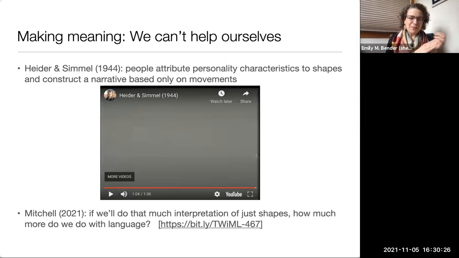My colleague, Dr. Meg Mitchell, in this podcast episode that she and I did with This Week in Machine Learning, the link is there, brought up this example. And she said, if we'll do that much interpretation of just shapes moving around, how much more do we do when the synthetic information that we are perceiving is actually language, which is something so human and personal and visceral to us? So I really like that point. So I went and dug up the video.